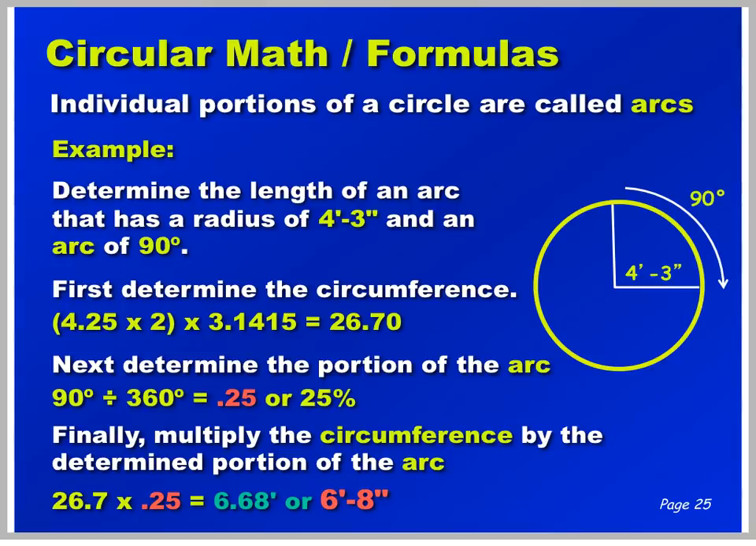Next, determine the portion of an arc. So to determine the portion of this arc, this is 360 degrees. We're using 90 of these degrees. So 90 divided by 360 gives you 0.25 or 25% of the total circle. Finally, multiply the circumference by the determined portion of the arc. You end up with 26.7 times 0.25 equals 6.68 feet, and that can be converted back to 6 foot 8 inches.